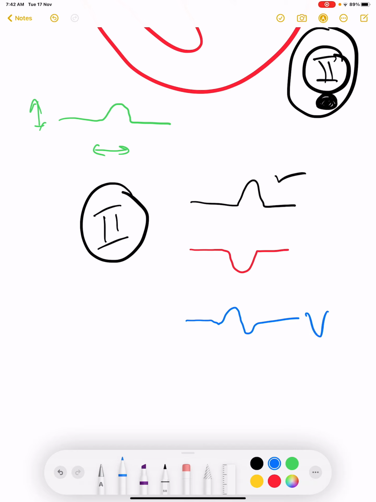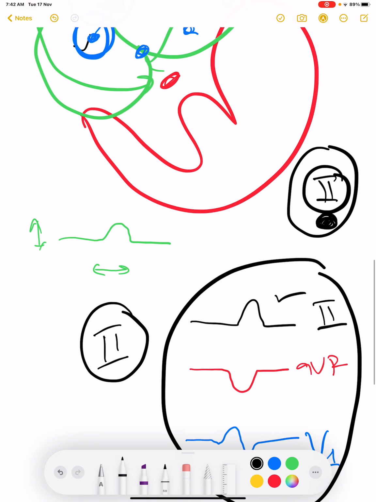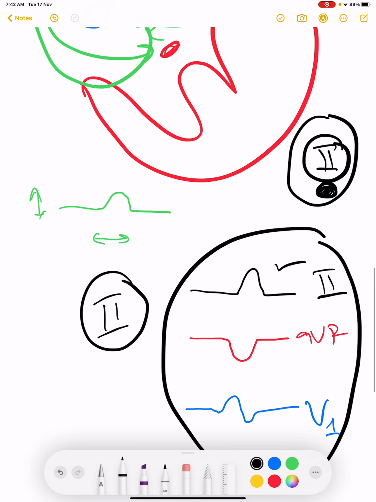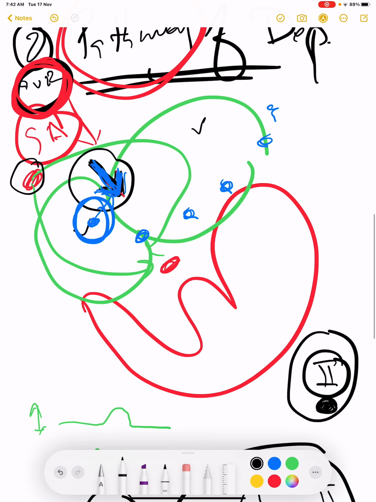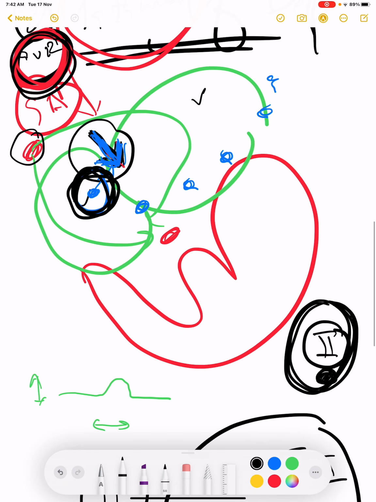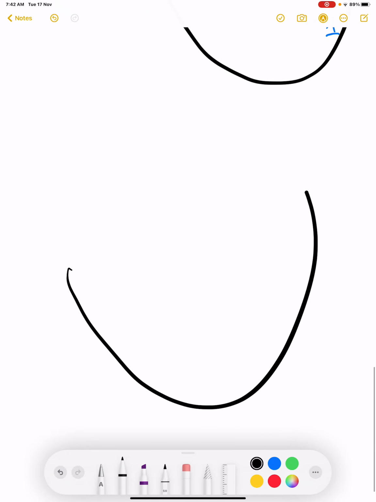So these are the normal shapes of P wave in different cardiac leads, ECG leads, because we said that the shape of any wave depends upon from where we are looking at it. If we are looking at atrial depolarization from AVR, it would be negative. If we are looking from lead 2, it will be positive. And if we are looking from V1, it would be positive and negative. So this is normal.